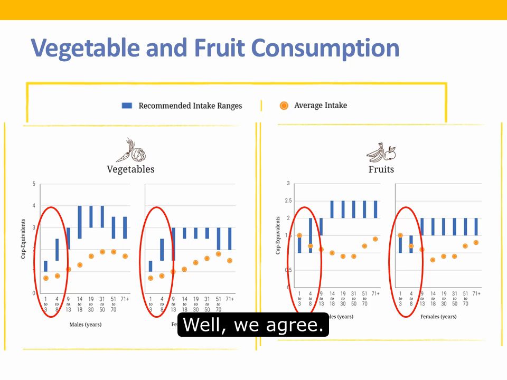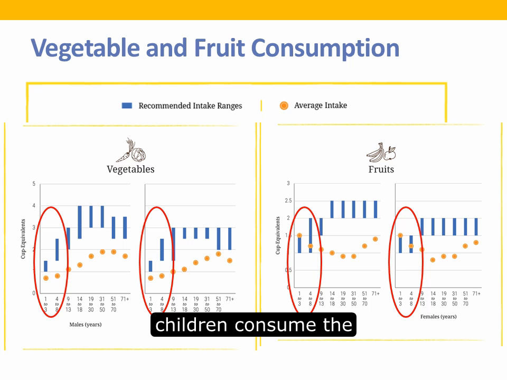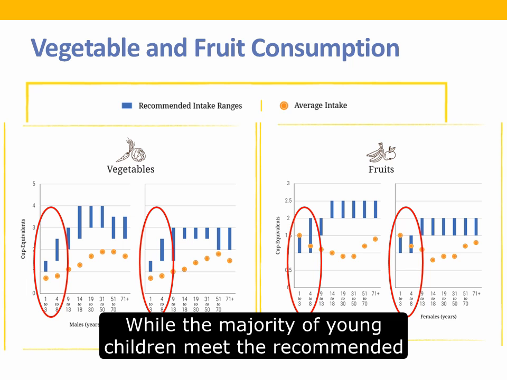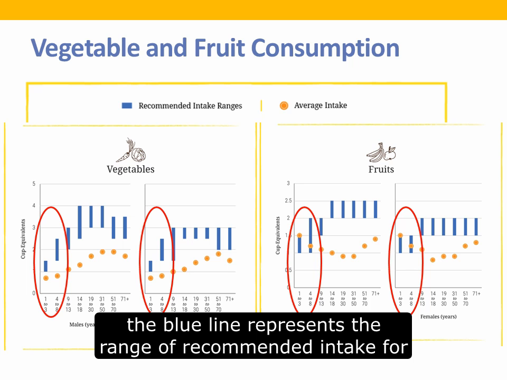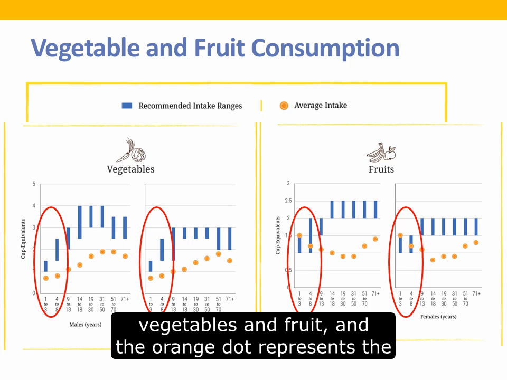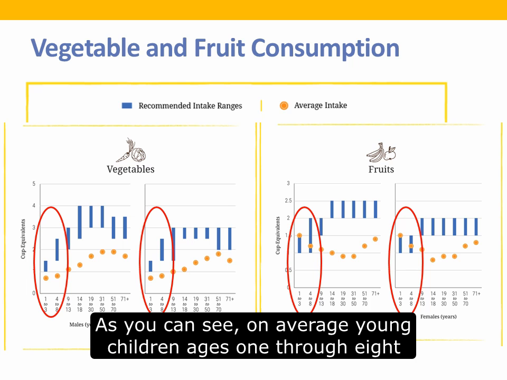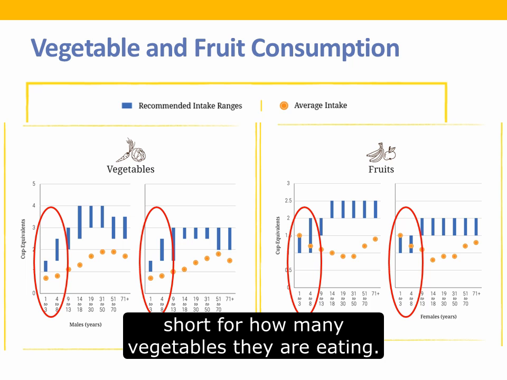Well, we agree. The Dietary Guidelines for Americans found that very few children consume the recommended amount of vegetables, while the majority of young children meet the recommended intake for fruits. You'll see here in this chart from the Dietary Guidelines that the blue line represents the range of recommended intake for vegetables and fruit, and the orange dot indicates the current intake. As you can see, on average, young children ages 1 through 8 consume the recommended amount of fruit, but everyone falls short for how many vegetables they are eating.